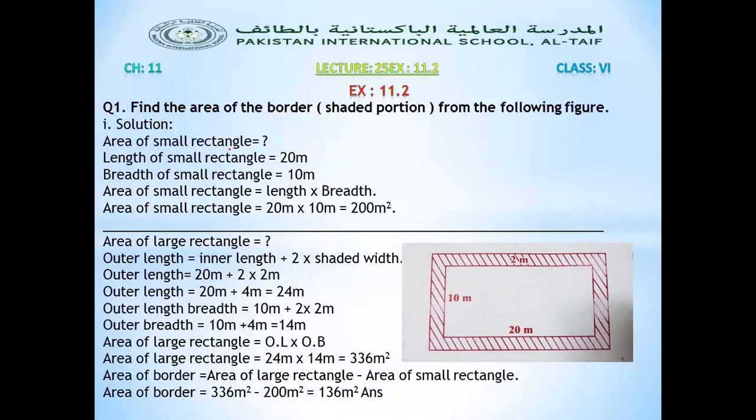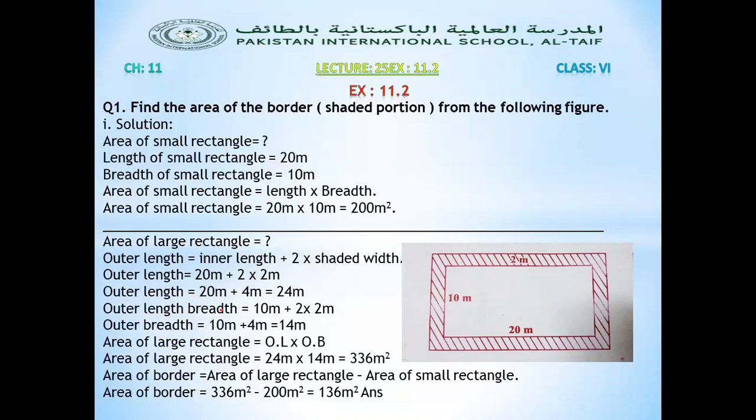Now we will find the area of the large rectangle. The formula will remain the same, but before finding the area of the large rectangle, we have to find the outer length, which is equal to the inner length plus 2 times the shaded width. Dear students, the inner length is 20 meter plus 2 times the shaded width, which is 2 meter. After placing the value, we get 20 meter plus 2 multiplied by 2, which is 4 meter, and after addition we get 24 meter.